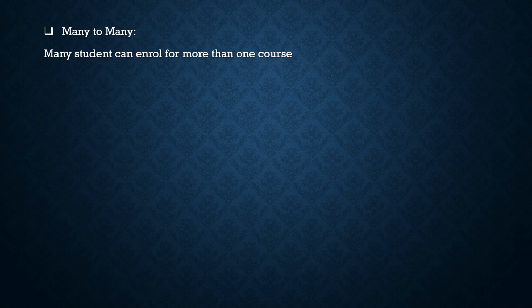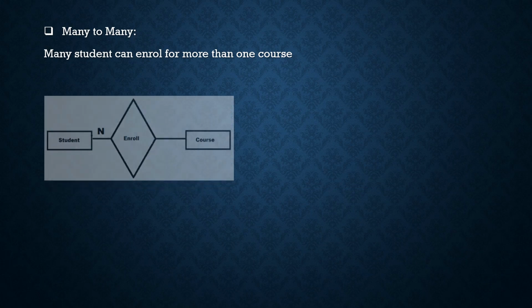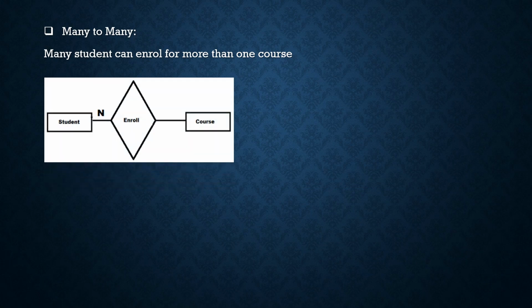Many students can enroll for more than one course. Many to many. Here many students can enroll in many courses. Okay, so these are about the many-to-many relationship. Many students can enroll for more than one course.